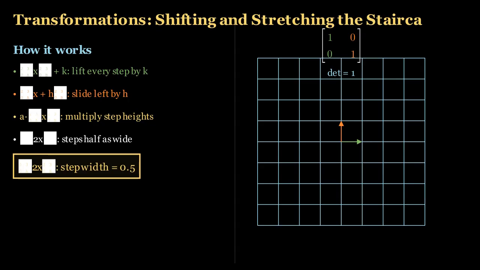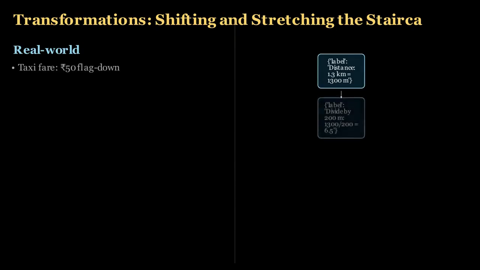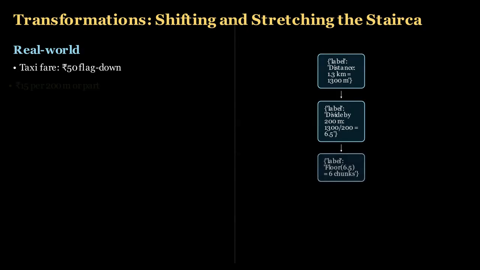The number of 200-meter chunks is the distance divided by 200, so 1300 divided by 200 is 6.5. Since we charge for any part of a chunk, we take the floor of 6.5, which is 6. The fare is the flag-down 50 plus 15 times that floor. So 50 plus 15 times 6 equals 50 plus 90, which is 140 rupees.